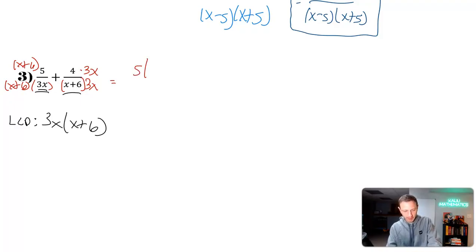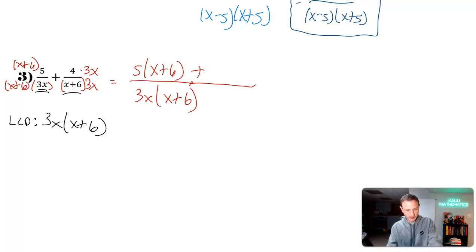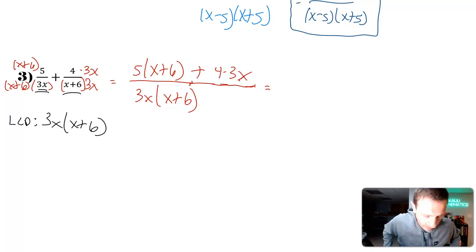So then we have 5 times x plus 6 over 3x times x plus 6 plus 4. I'm just going to make this all over the denominator of 3x times x plus 6. Plus 4 times 3x. Let me actually try not to take too many shortcuts here. So this is just 4 times 3x. All right, so I got the same denominator, and I don't multiply the denominator through. I don't do 3x times x plus 6 or anything like that.